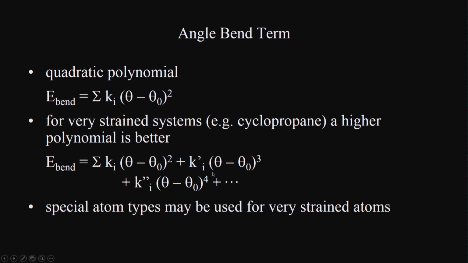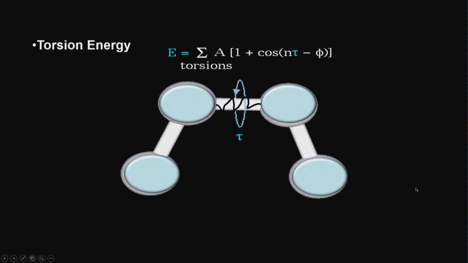You can even go for a quartic form, cyclopropane like. As you know, cyclopropane is like this, right. It is cyclic, you have here CH2 CH2 CH2, it is a very strained system. So, you may have to go for this. Special atom types may be used for very strained atoms. This is a very strained system, remember that. Okay. Then we go to torsion.